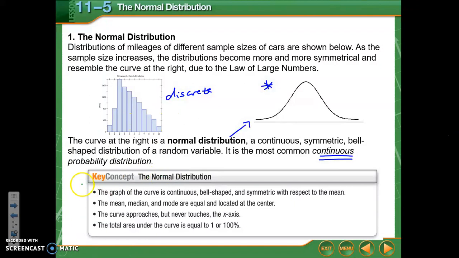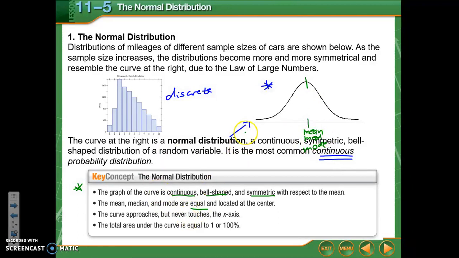So here are some characteristics of the normal distribution. It's continuous, bell-shaped, and it's symmetric around the mean. That means that right here in the middle, whatever this value is, is going to be the mean. The mean, median, and mode are all equal if I have a normal distribution, and they're located right here at the center. They would all be equal if it's normally distributed.